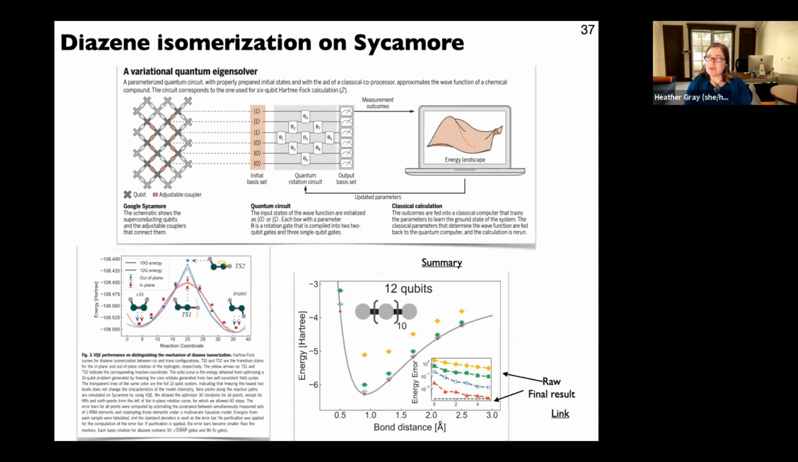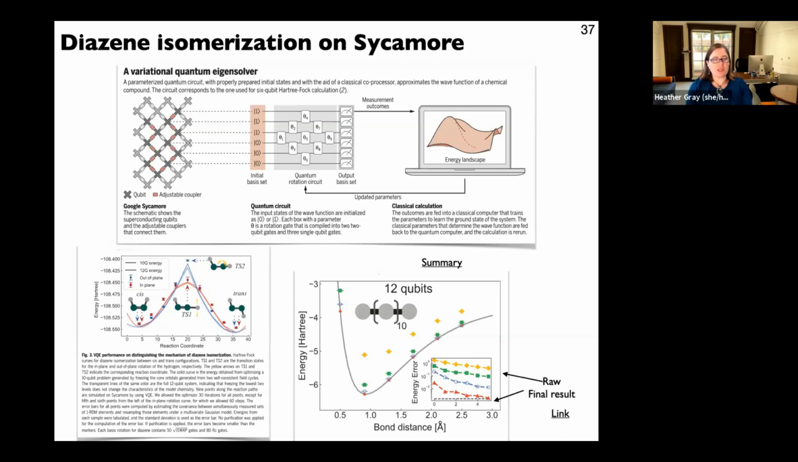And please don't ask me what isomerization is, but I'm pretty sure it's something that the chemists are very interested in. What they were doing is studying the isomerization of diazene using a variational quantum eigensolver. There's a sketch there showing how they set this up. And what they're doing is running Hartree-Fock calculations of molecular electronic energies to do it.